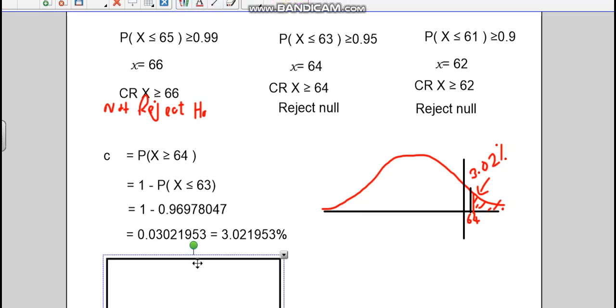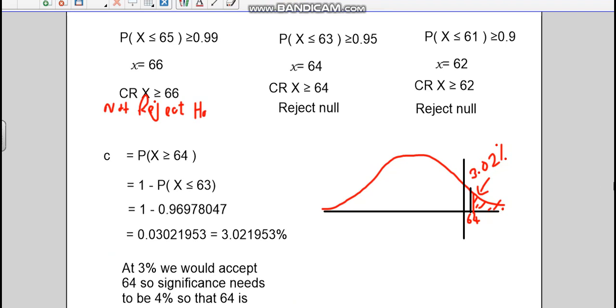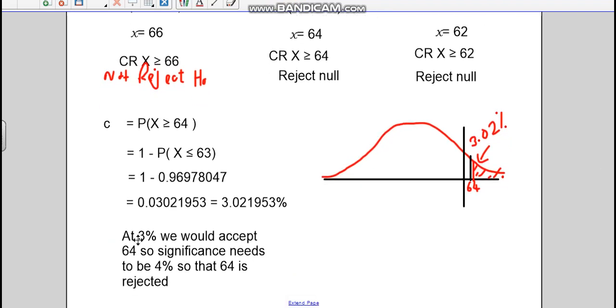So I've put it here at 3%. We would accept 64. So the significance needs to be 4% so that 64 is rejected. So the smallest significance I could have is 4% so that 64 is rejected. But we also know from before, when it was 5% we rejected, and when it was 10% we rejected. So we've rejected other significance levels, but 4% is the smallest significance where I would still reject 64. Hope that makes sense to you.